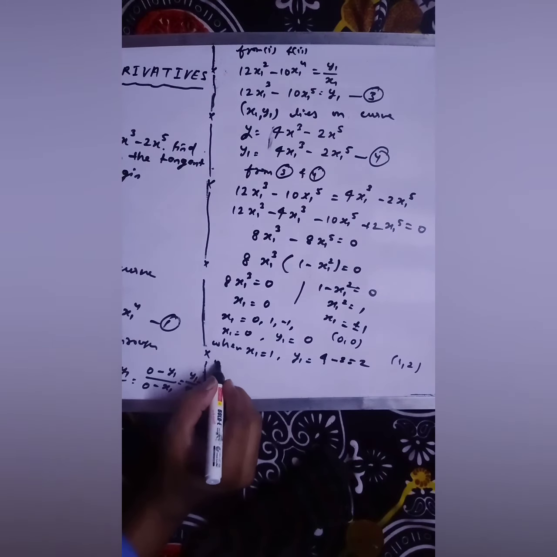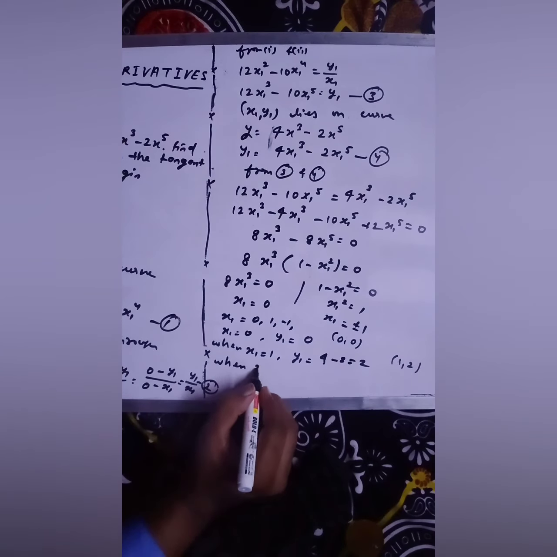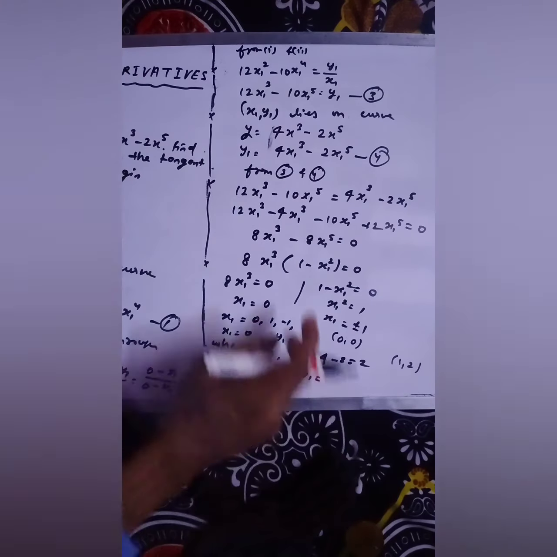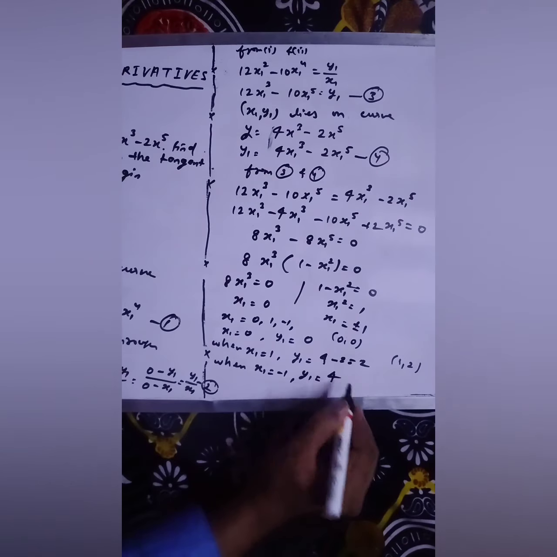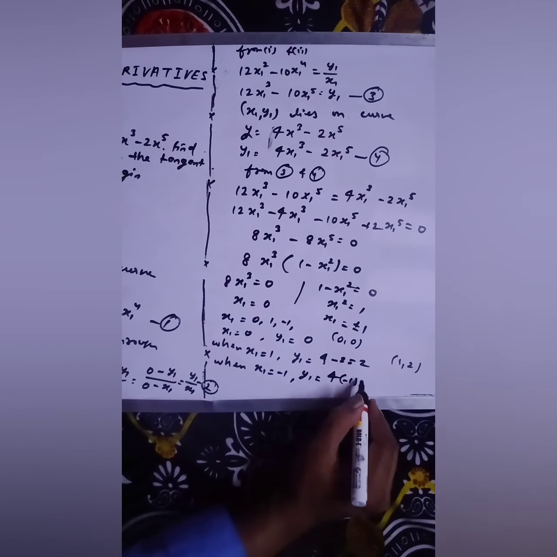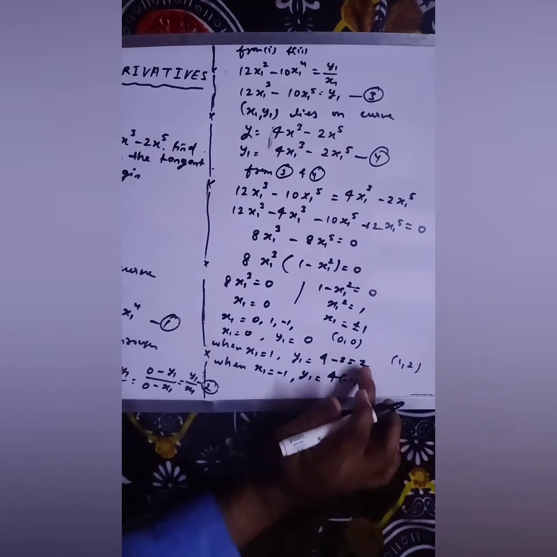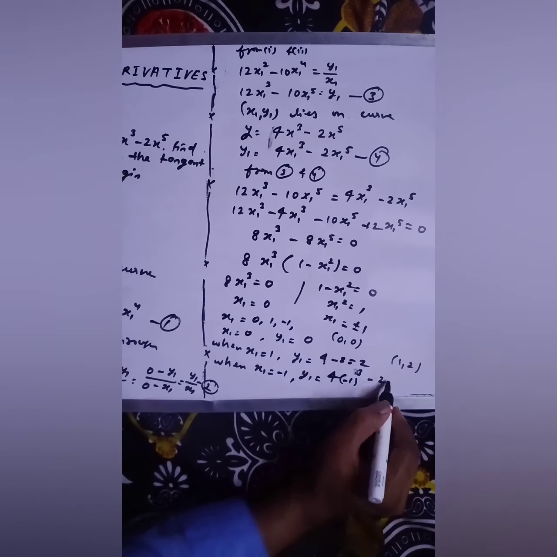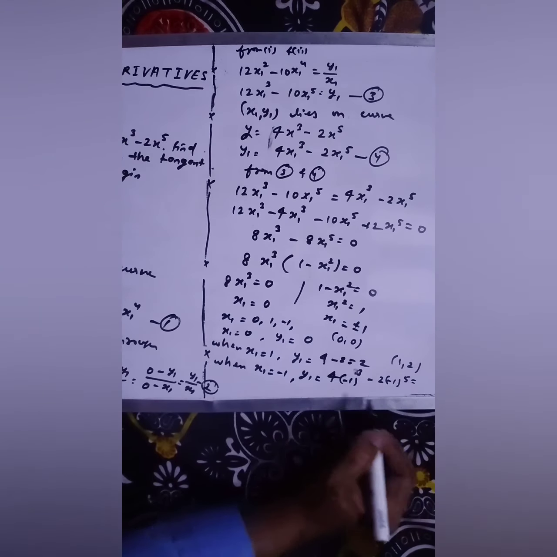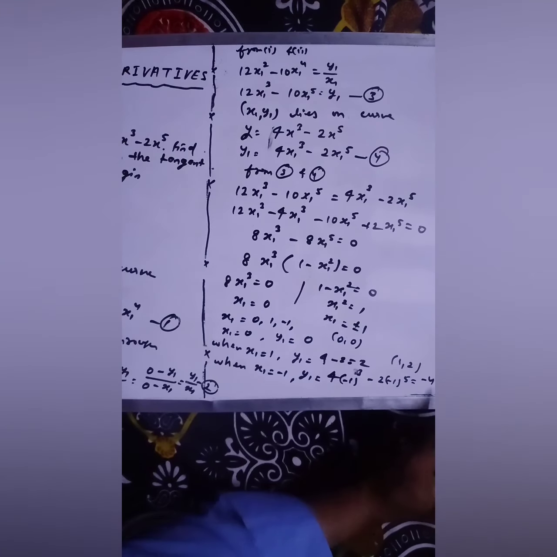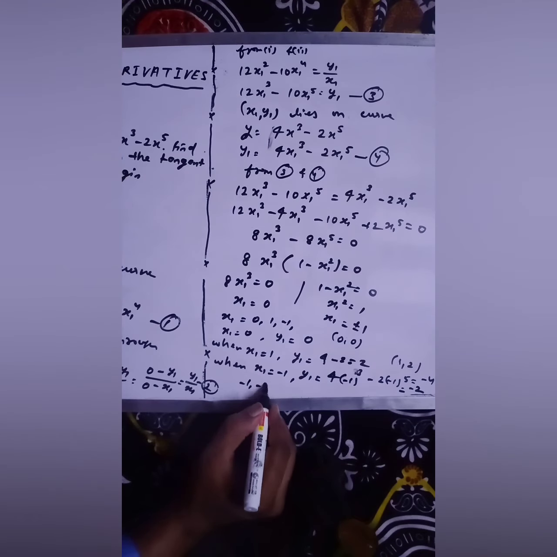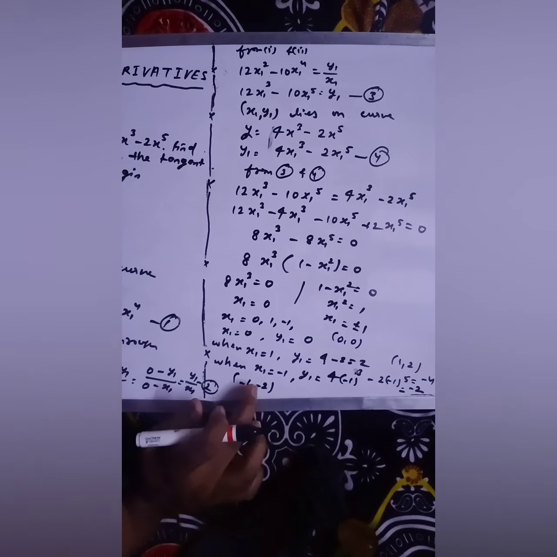And when your x1 is minus 1, your y1 will be put here, minus 1. This would be 4 minus 1 cube minus 5. So you will get minus 4 and plus 2, and you will get minus 2. So your point will be minus 1 comma minus 2.